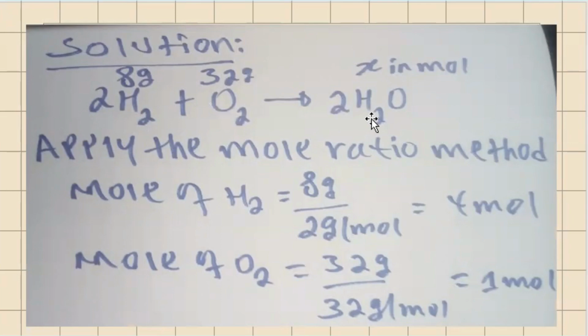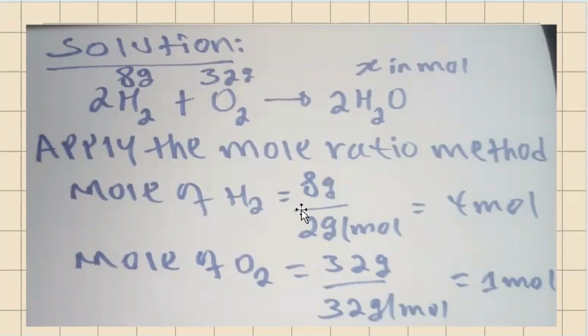Then first identify the limiting and excess reactant. The limiting reactant determines the amount of the product, which is what? X. Apply the mole ratio method. We can use two methods. The first one is the mole ratio method, and the second one is the product approach. But for this question, we use only the mole ratio method, okay? You can also use the product approach method. You will obtain the same result.